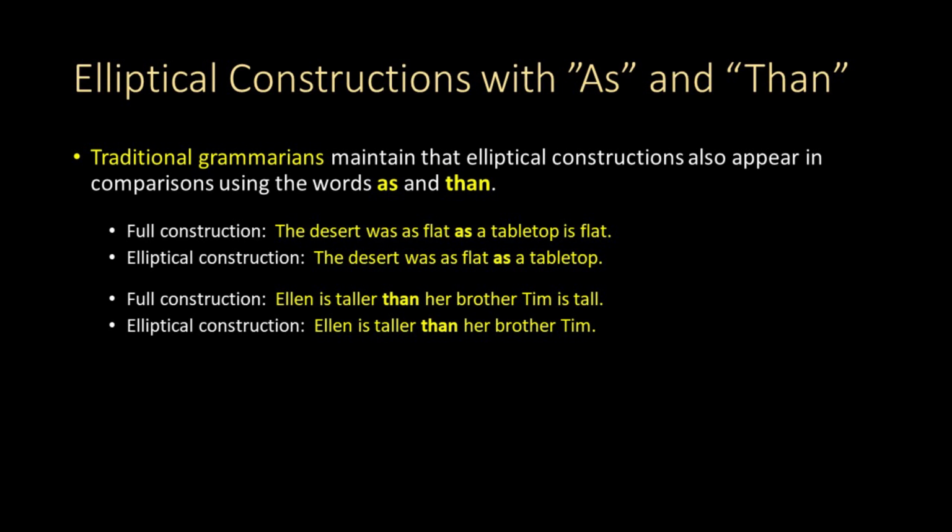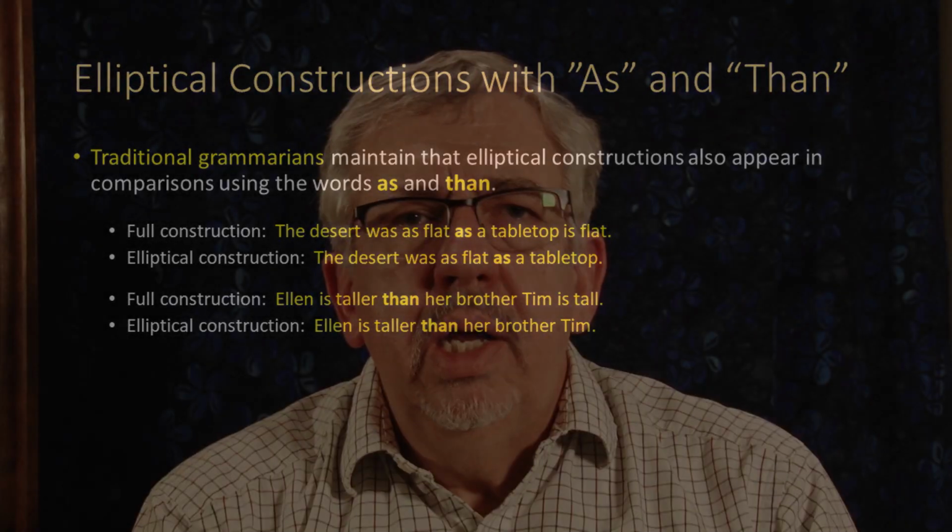Or, here's a full construction: Ellen is taller than her brother Tim is tall. The word "than" is functioning as a subordinating conjunction, introducing a dependent clause. In elliptical form, this would read: Ellen is taller than her brother Tim. The dependent clause's predicate, "is tall," is omitted. Now, in the illustrations just given, traditional grammar regards the words "as" and "than" as subordinating conjunctions, and the words "tabletop" and "Tim" as the subjects of dependent clauses, whether those clauses are fully expressed or their predicates are omitted.